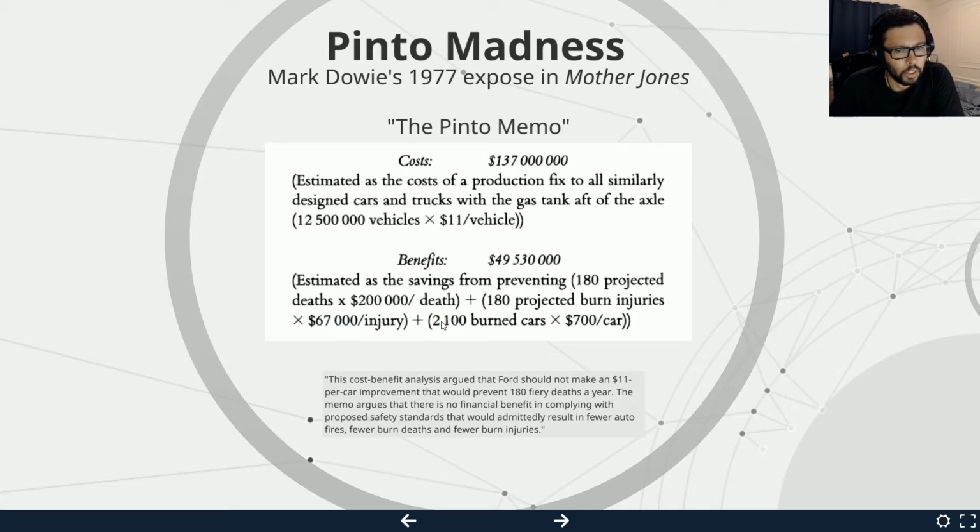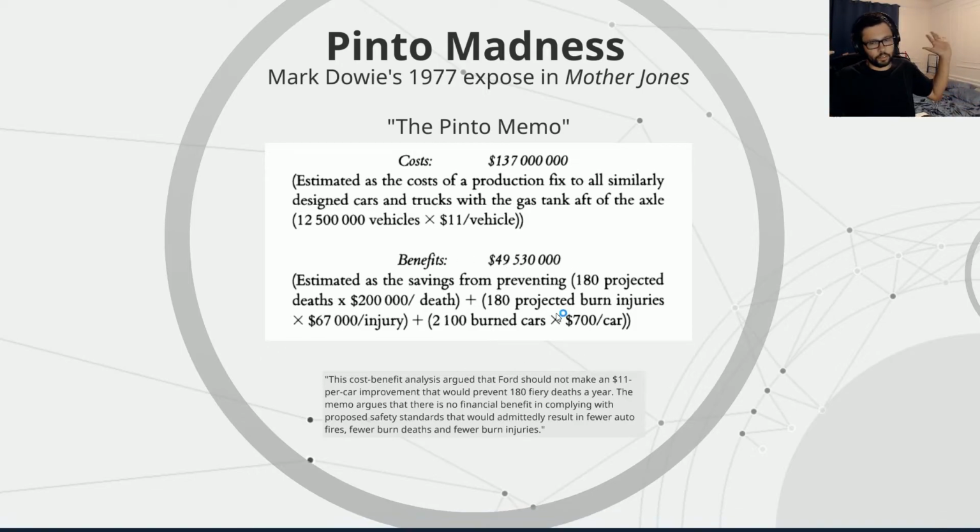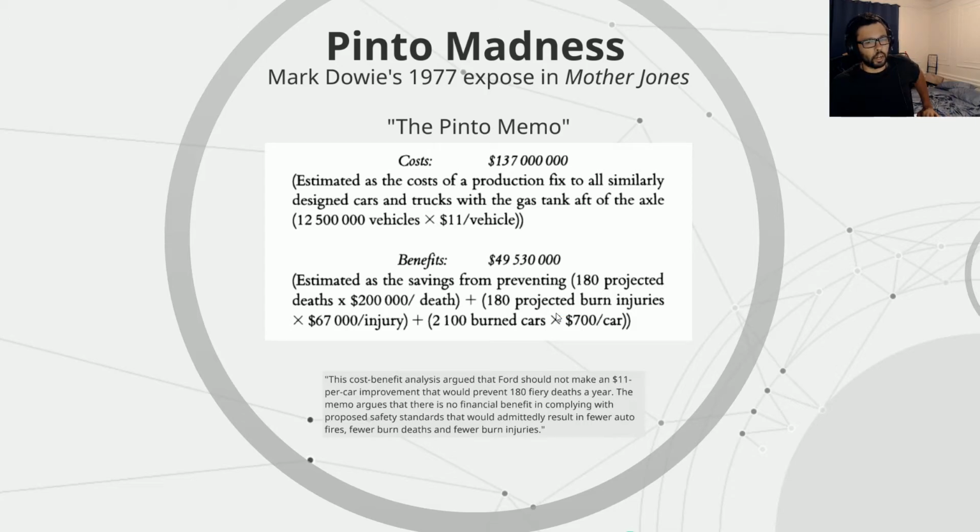And about 2,100 burned cars at about $700 a car. All of that. In other words, if we don't do anything, we just let the damages happen and then settle in court, that would cost us about $50 million. So Ford reasons it's $137 million to fix the cars and prevent anyone from dying. And then if we just let a bunch of people die, it'll cost us about $50 million.